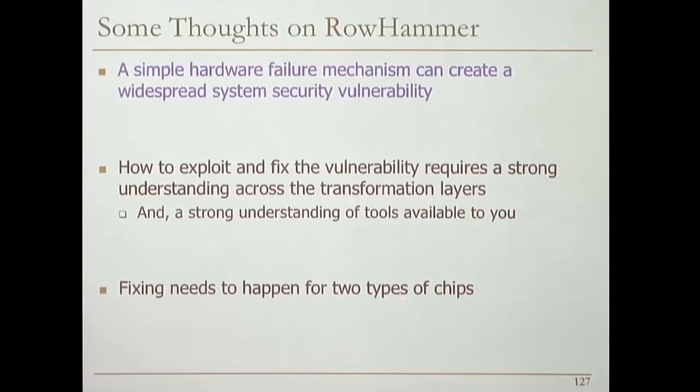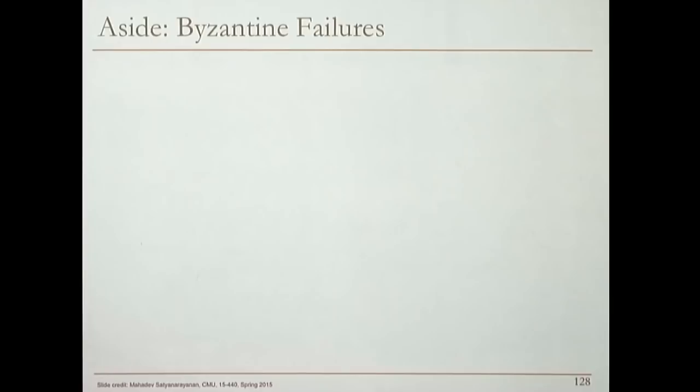So fixing needs to happen for two types of chips, actually. Let me talk about this. Again, as an architect, you need to consider both, perhaps. Existing chips that are already in the field and future chips. And I think I've given you two different solutions. Existing chips, Apple's solution is not bad because that's the only thing you can do. But future chips, you can do better. And mechanisms for fixing are different between the two types.